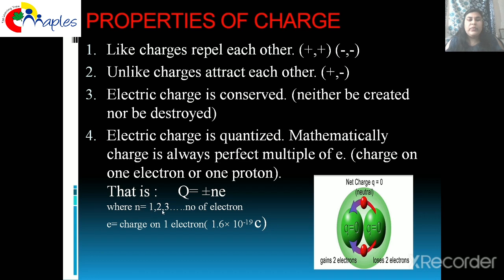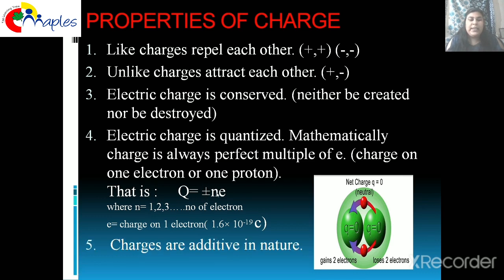Where n equals 1, 2, 3. So what is n here? Basically n is an integer, the number of electrons or the number of protons. If you are asking about electrons, then we say number of electrons, and if we are taking the example of protons, then we say number of protons. And what is e? As I already mentioned, e is the charge on one electron or one proton, that is 1.6 into 10 to the power minus 19 coulomb. We are already putting the sign here, so now we will take this value without sign.